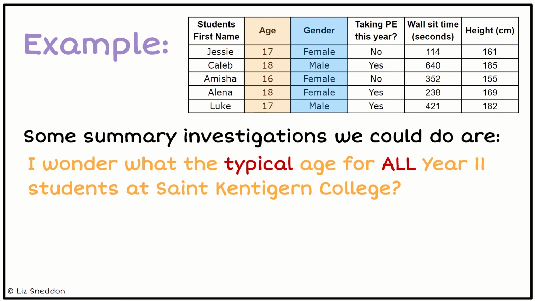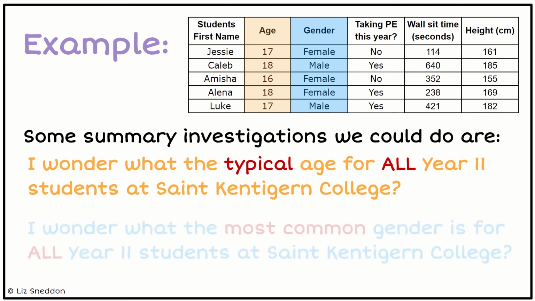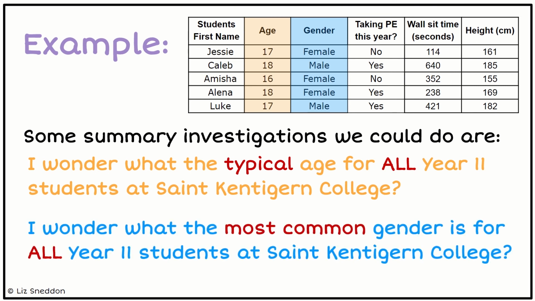What if I chose the gender instead? So let's think about what kind of variable that is. That one is categorical, so there's groups. So when we talk about categorical variables, we want to use the words most common instead. So I wonder what the most common gender is for all Year 11 students at St Kentigern College.